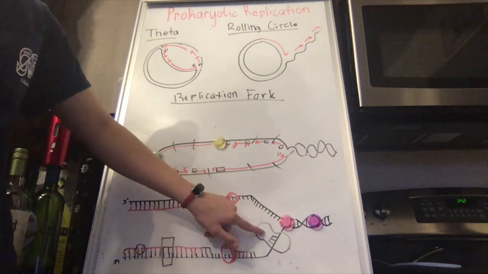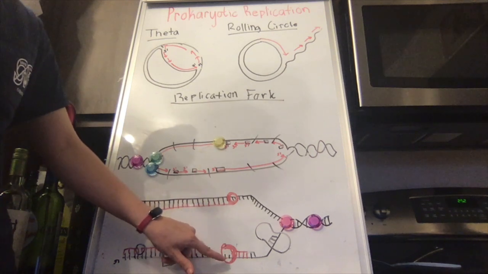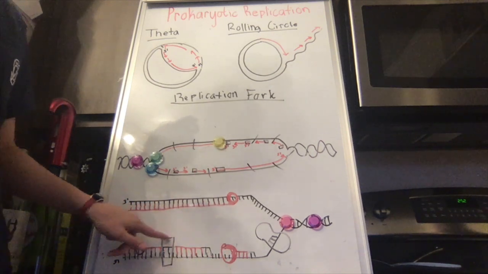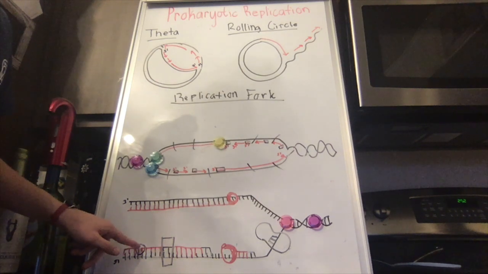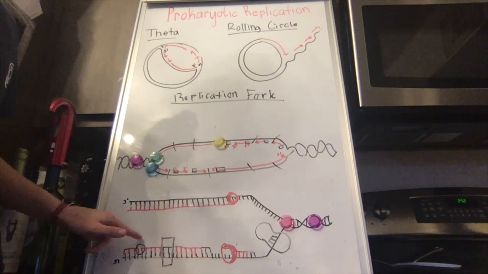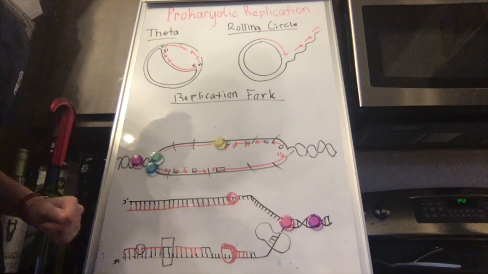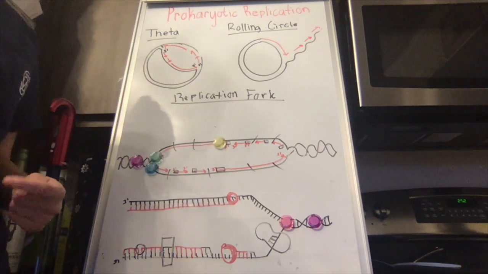DNA primase puts down a primer right here for this DNA polymerase III to add to. Then DNA polymerase I comes along to remove the primer. But as you can see, there's a little nick left missing, so DNA ligase comes along to seal that nick by forming a phosphodiester bond. And that is the summary of prokaryotic replication.